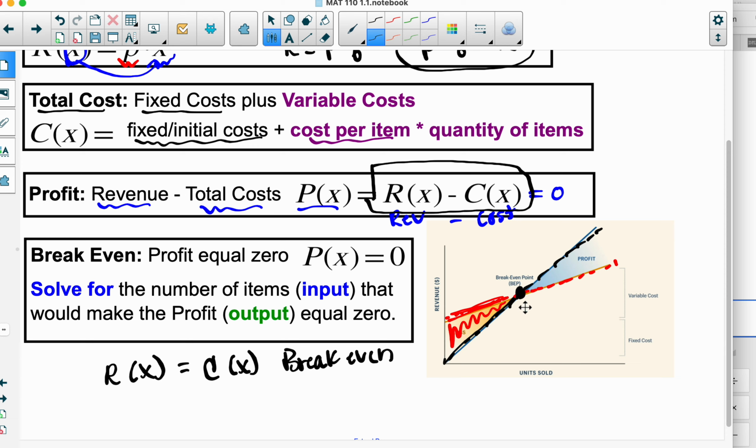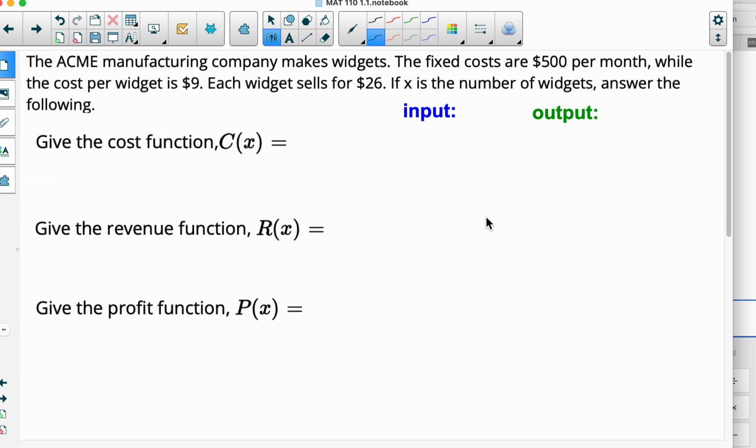Once I get to the break-even point, cost is equal to revenue right here. And then once I get beyond that break-even point, now my revenue is greater than my costs, and I'm in the black. Okay? So we're going to do more with this in some word problems. That's the summary. Let's look at an example.